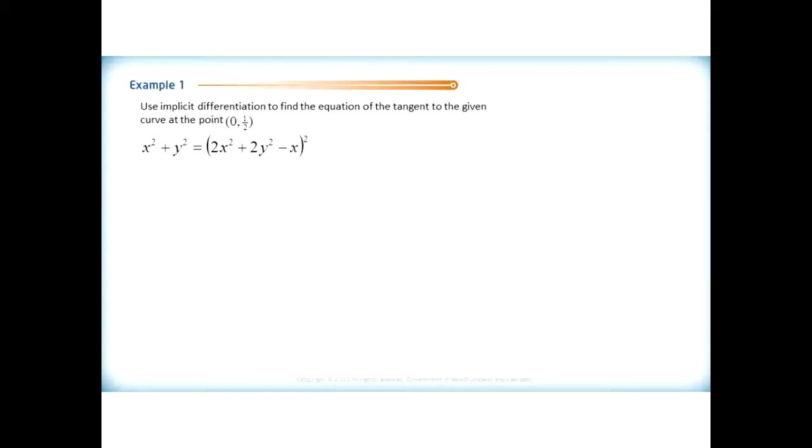So our first example says, use implicit differentiation to find the equation of the tangent line to the given curve at the point 0 and 1/2. So the first thing we're going to want to do here is find our implicit derivative.